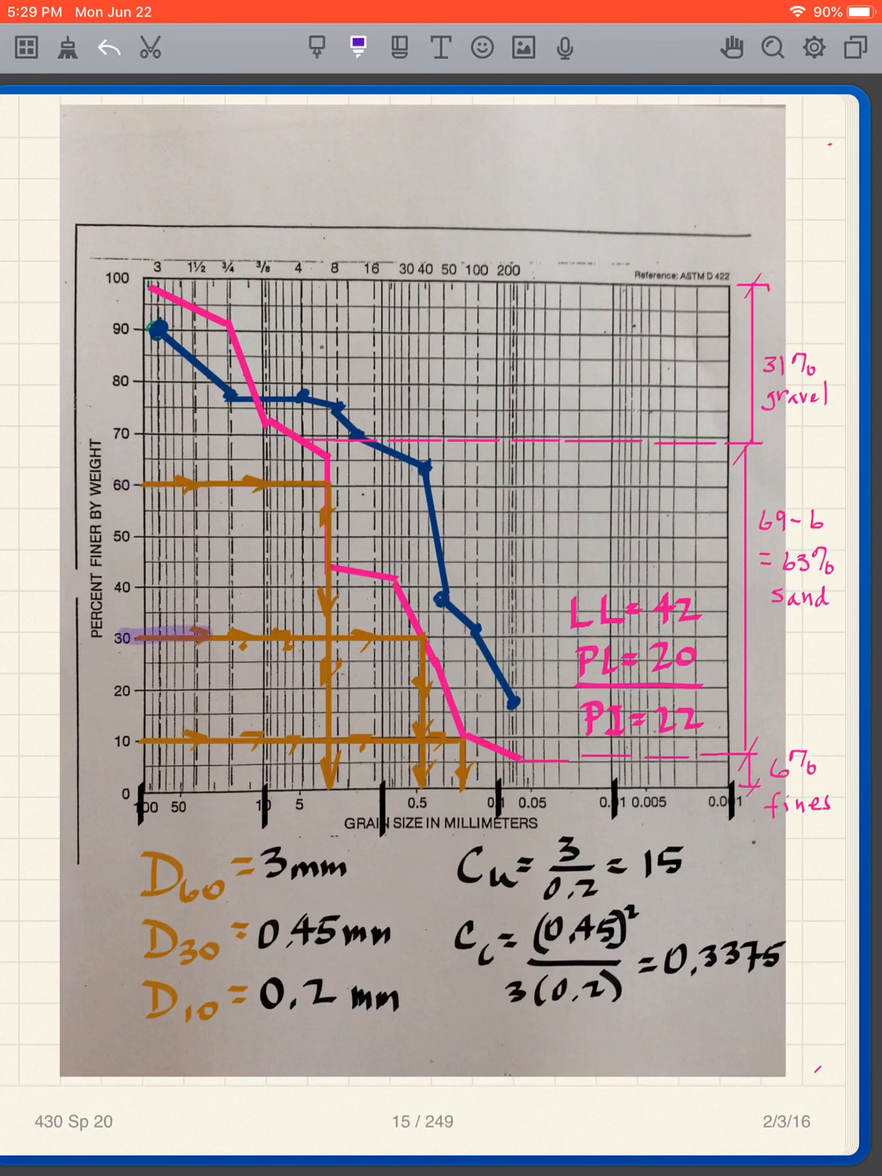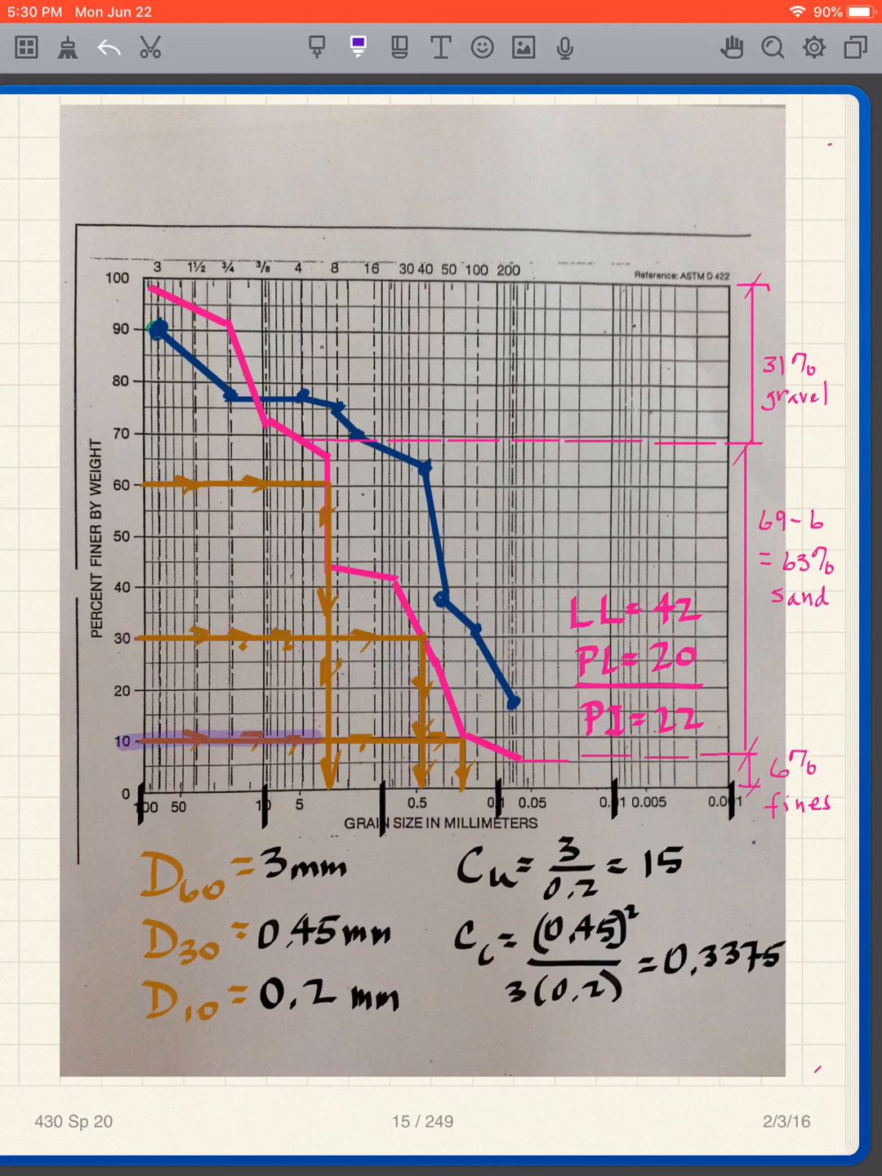Then I do the D30, same thing. I come across at 30%, I go down, I read the number there. Well, it's going to be between 0.1 and 1. It's close to 0.5, but it's a little bit less than 0.5, so I get D30 of approximately 0.45 millimeters.